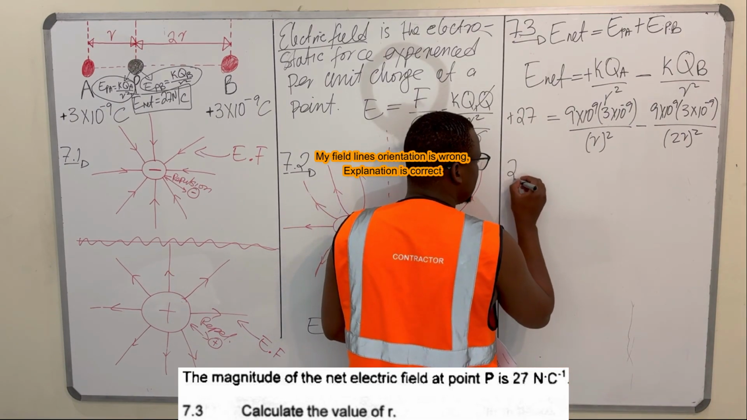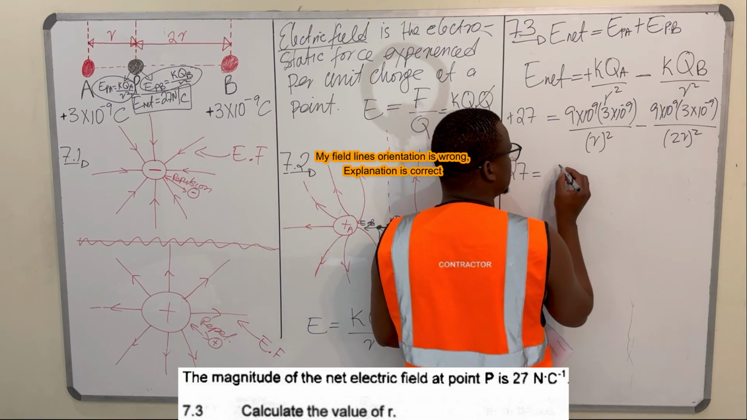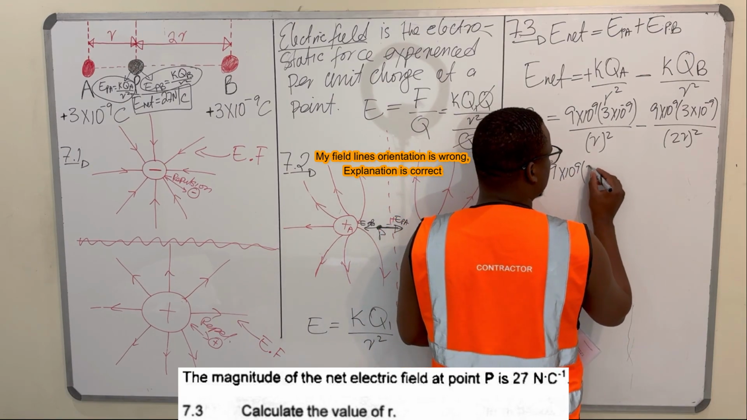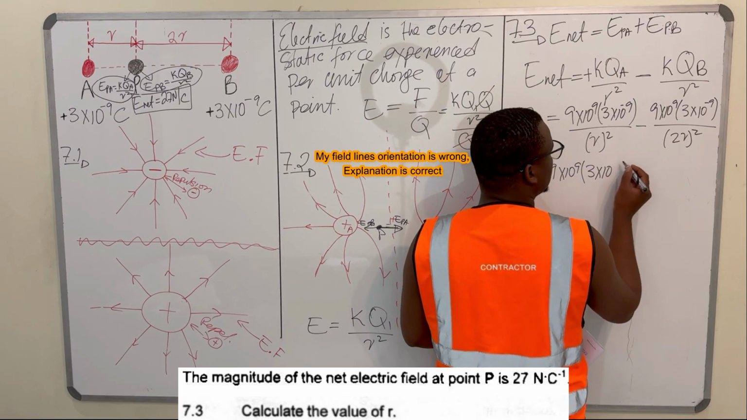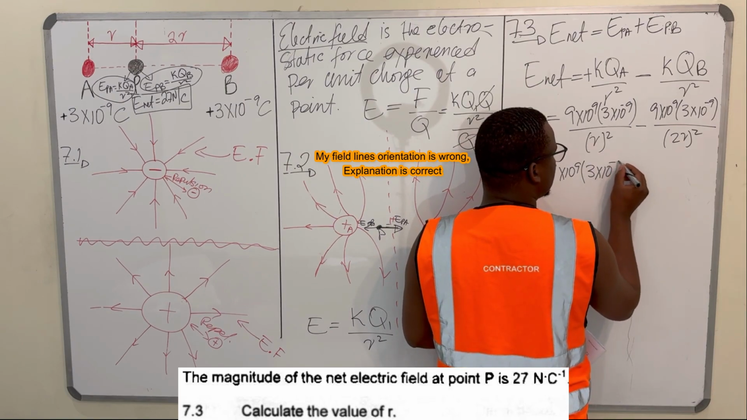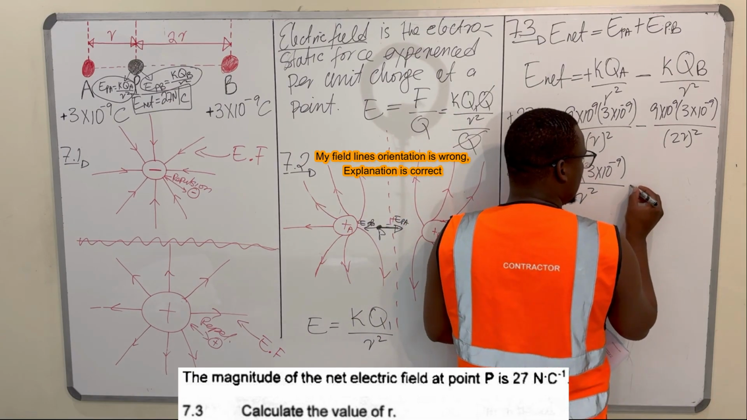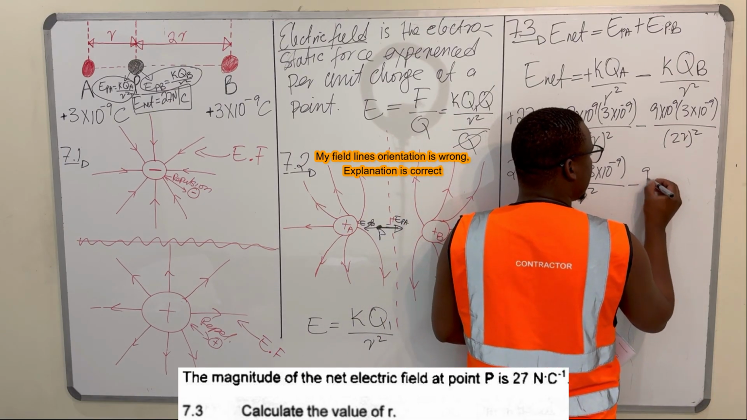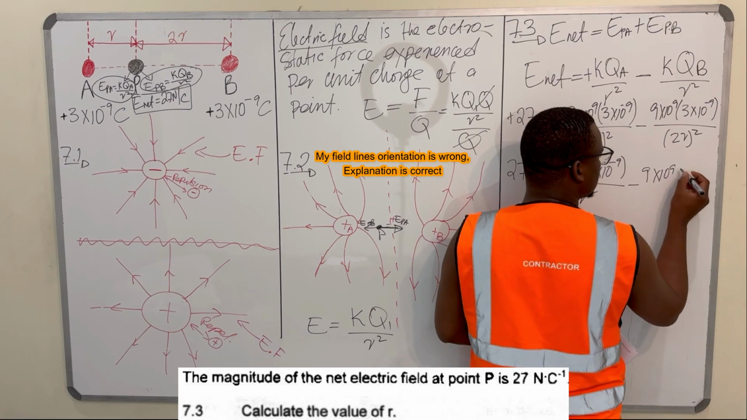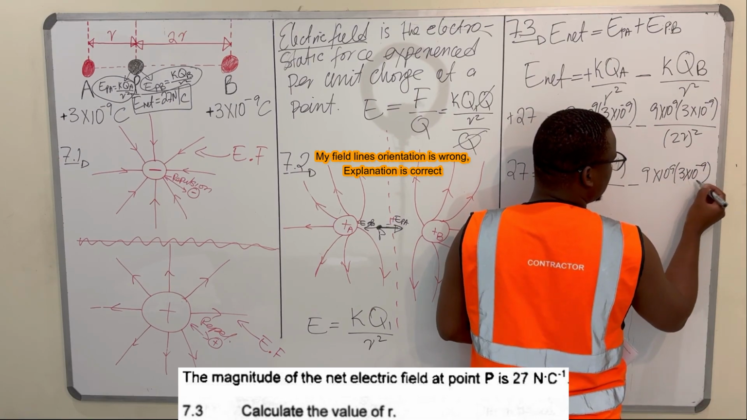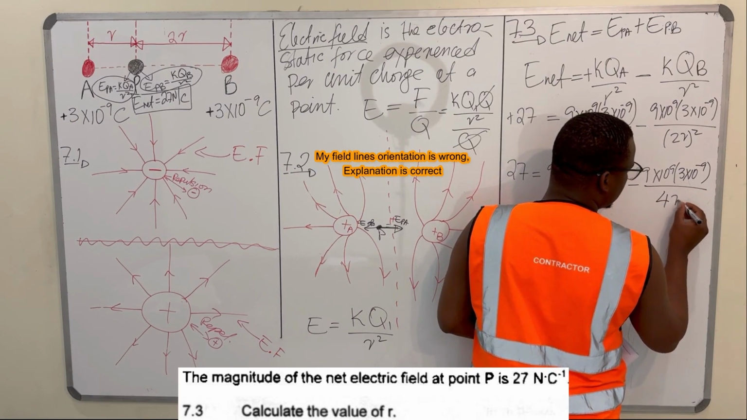So the 27 is equal to what? 9 times 10 to the 9 times 3 times 10 to the minus 9 all over r squared, minus 9 times 10 to the 9 times 3 times 10 to the minus 9 all over 4r squared.